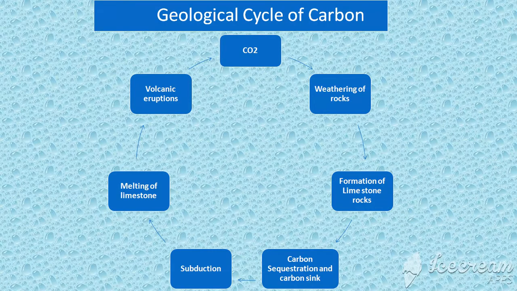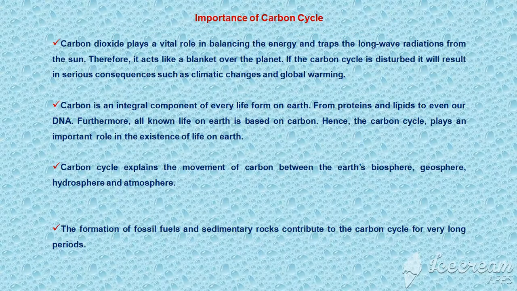The process of capturing and storing carbon is known as carbon sequestration, and natural reservoirs like limestone rocks that store carbon are called carbon sinks. Now, when the tectonic plates move, limestone rock is pushed deeper into the earth, and this process is called subduction. High temperature and pressure cause the limestone rocks to melt and release carbon dioxide by means of volcanic eruptions, and this CO2 is released back into the atmosphere, completing the geological cycle.